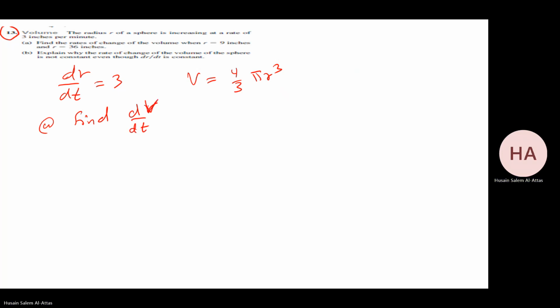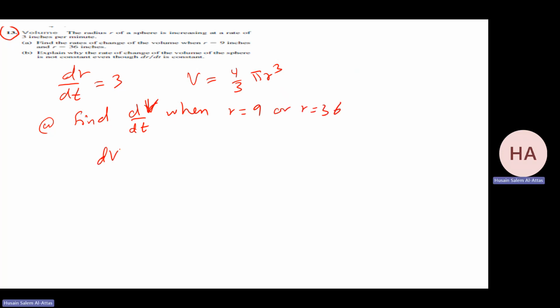Now we'll do this question from the book. Question 13 in the book. It says, when the radius r of a sphere is increasing at this rate, so I have dr by dt equals 3. Find the rate of change of the volume. I know the volume of the sphere, 4 over 3 pi r cubed. He said, find dv by dt when r equals 9, when r equals 36.